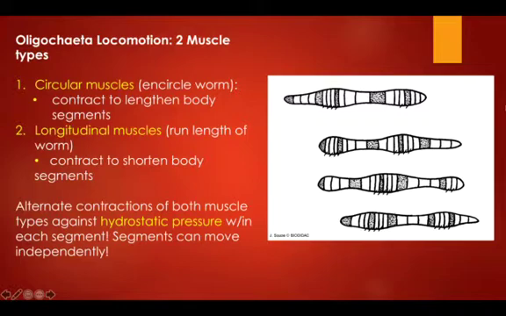So they can alternate contractions of both muscle types against that hydrostatic pressure within each segment, and segments can move independently. Now, hydrostatic pressure is referring to, if you recall from the previous lecture, that pressure that's built up with that fluid-filled body cavity. So they can change the pressure in different segments of their body in that coelom and have more intentional and directional movement.